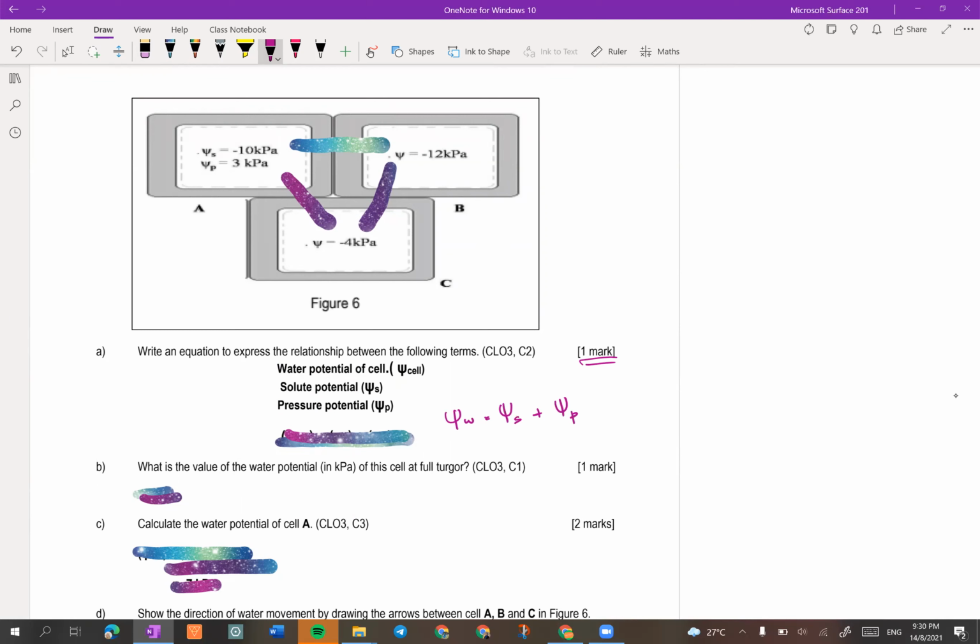If it were me, again, I would write everything in full. Water potential, this one is solute potential, and this one is the pressure potential. Okay, write in full, not just WP or SP, write in full. Water potential, just right. Okay, so here it gives you the mark even if you do it like this, so no problem.